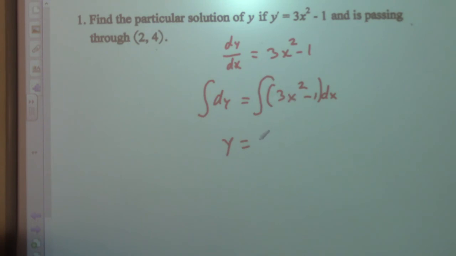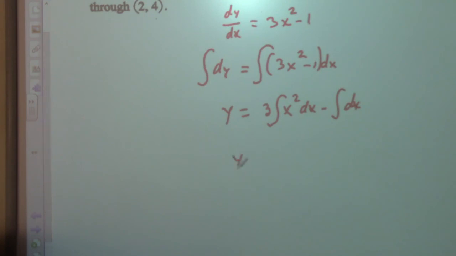So for this, we're going to have the integral of 3x squared dx minus the integral of dx. Is that right so far? So y is equal to 3, we get x to the third power divided by 3, minus x plus c. And so that's going to cancel out.